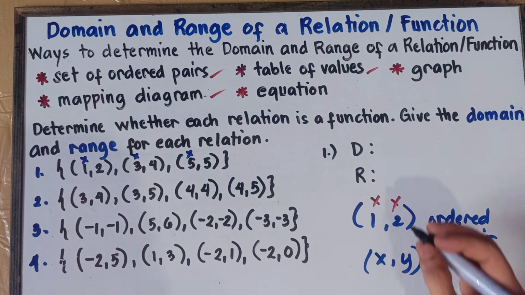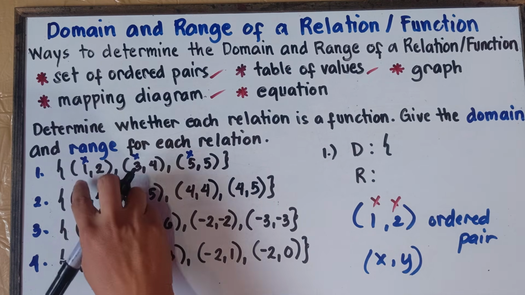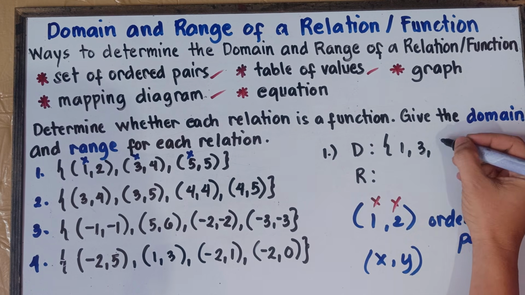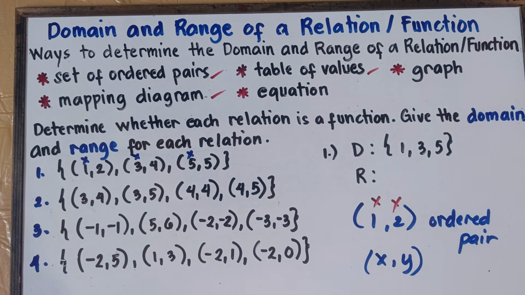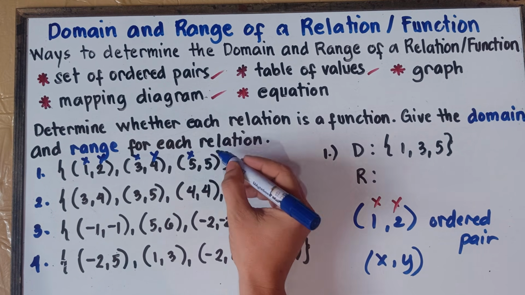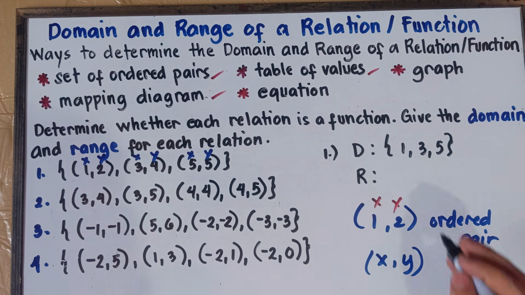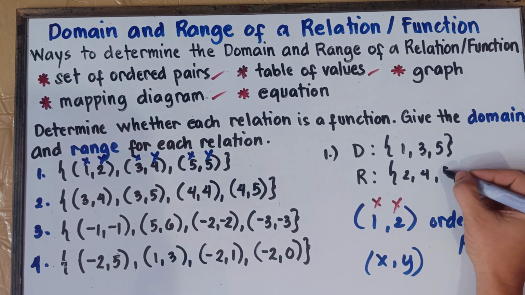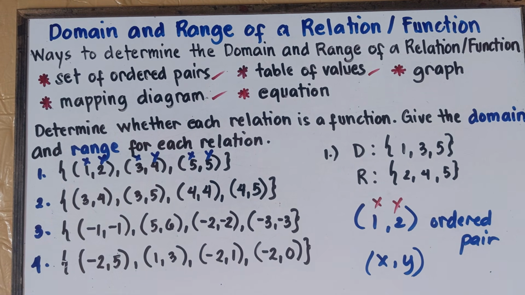Alright, so the domain, we have this one right here: 1, 3, and then 5. And then for the range, we have this one right here: 2, 4, and then 5. So the range, that would be 2, 4, and then 5. That's it, class. That's the answer with regards to example number 1.